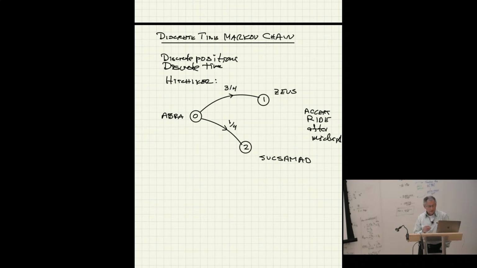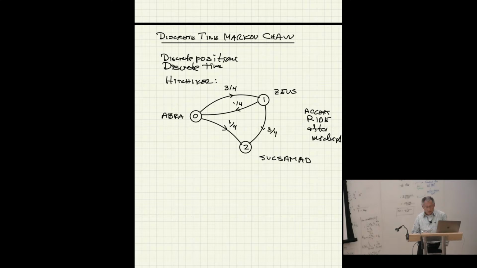Now, when he gets to Zeus, next day, he starts hitchhiking. He can go back to Abra. He may not like it, but that's what happens. Or he can go to number 2, Suksamad. And let's assume the probabilities there are 1/4 to go back to Abra, and 3/4 to go to number 2, Suksamad.